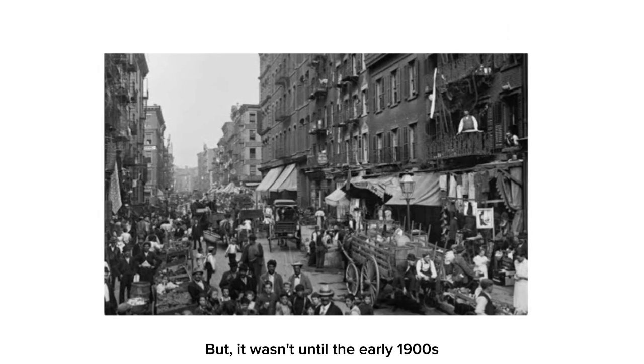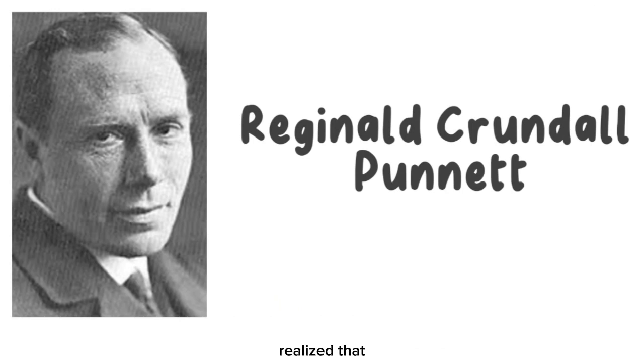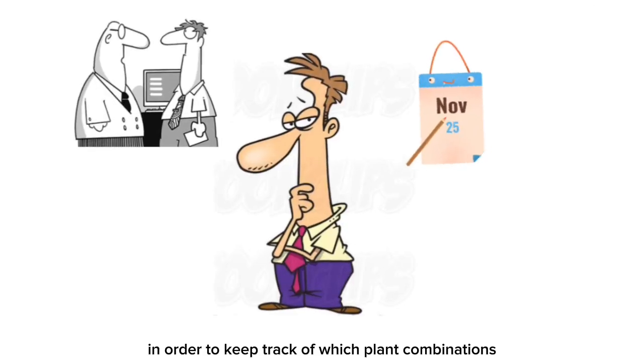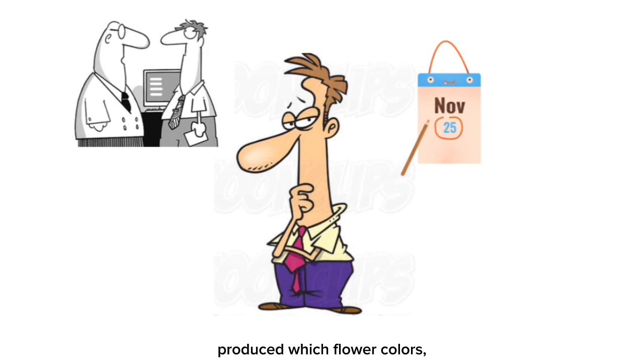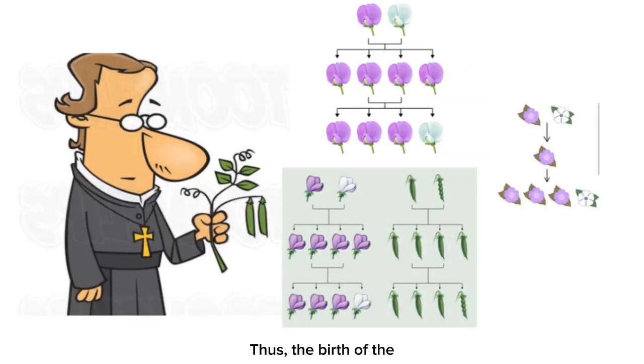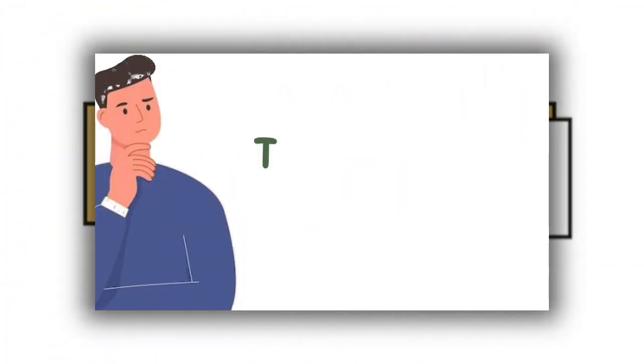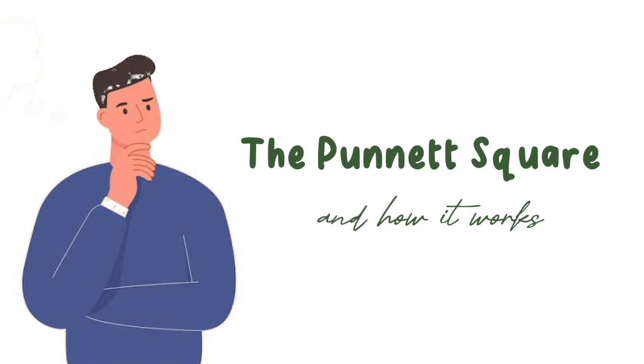But it wasn't until the early 1900s that one of his successors, British geneticist Reginald Punnett, realized that in order to keep track of which plant combinations produce which flower colors, he needed some sort of charting tool. Thus, the birth of the Punnett Square. What is a Punnett Square and how does it work?